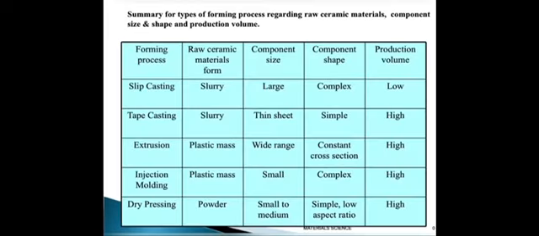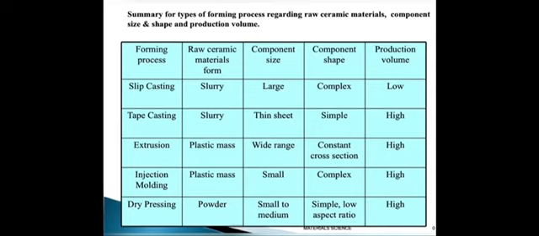Okay, summary for types of forming process regarding raw ceramic materials, component size, component shape, and production volume. First, forming process for slip casting. The raw ceramic material form is slurry and component size is large. Component shape for slip casting is complex and production volume is low. Okay. Second, forming process tape casting. Raw ceramic material form is slurry, component size is thin sheet, component shape is simple, and last, production volume is high.